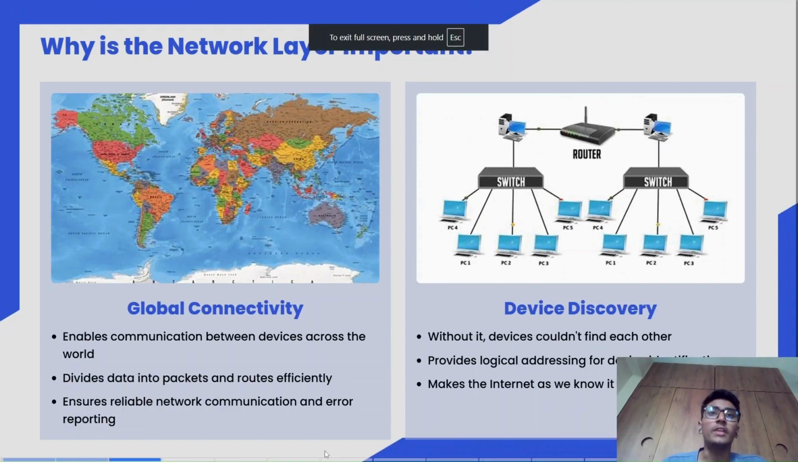So now, why is the network layer important? The network layer is the foundation of modern digital life. It enables global connectivity. It divides large amounts of data into smaller packets and then efficiently routes the packets across the world. This also ensures reliable communication and essential error reporting. It also handles device discovery. Without logical addressing, devices could not find each other. By providing logical addressing using IP addresses, it makes the internet as we know it possible.